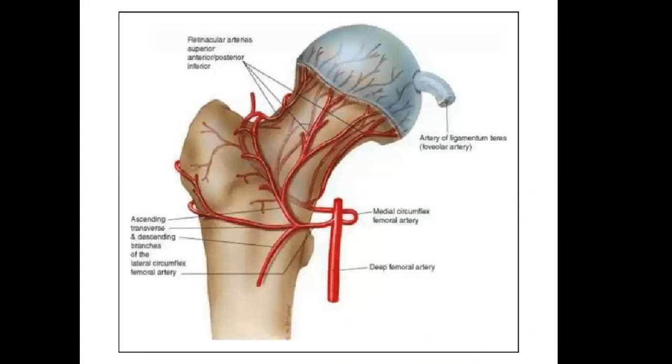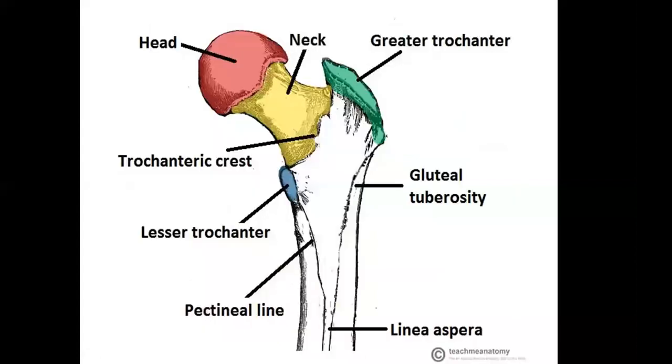The greater and the lesser trochanters. As is seen in this picture, this is the greater trochanter and this is the lesser trochanter. I'll show you some other slide. As you can see in this, the greater and the lesser trochanters are located on the proximal third below the neck, joined anteriorly by the intertrochanteric line and posteriorly by the intertrochanteric crest.